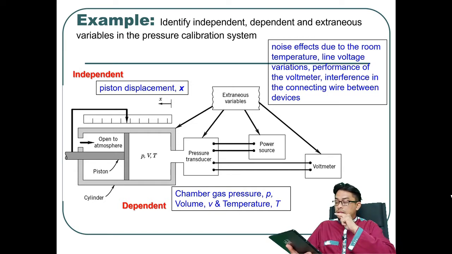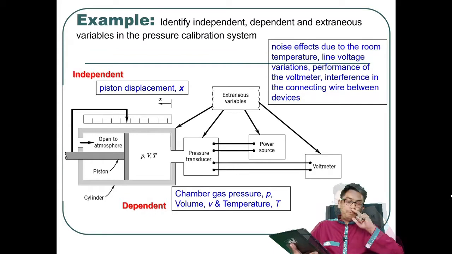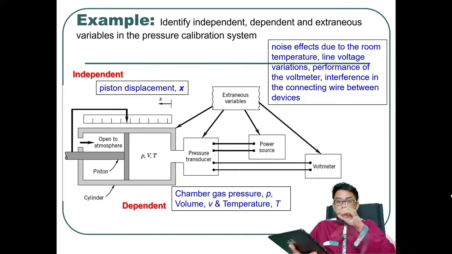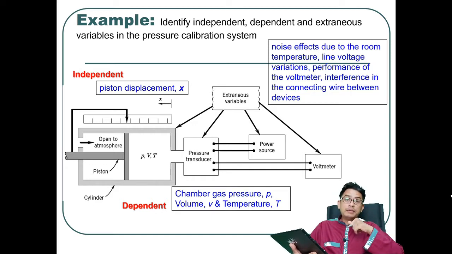So the X displacement is the independent variable, because it doesn't depend on anything. We create the movement, the X value, and then as a result, the dependent variables are the pressure and the temperature. The temperature also is involved. Not only temperature, the volume of the chamber also decreases. So it will affect three things: volume, pressure, and temperature. These variables are dependent variables. They depend on how much we push the X.